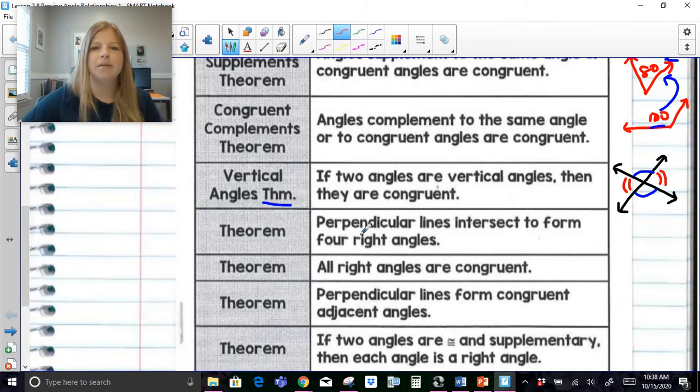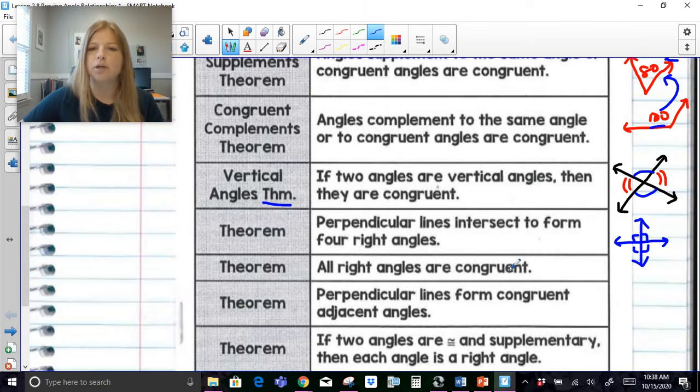So a statement is perpendicular lines intersect to form four right angles. And that is just true. Because when you think about two lines that are perpendicular to each other, they intersect and they form all four right angles. So that is just a statement. And that could be a very important statement that we need in a proof to go to the next step. And then it would lead us to where we need to be.